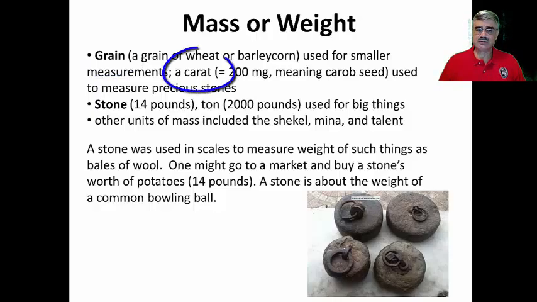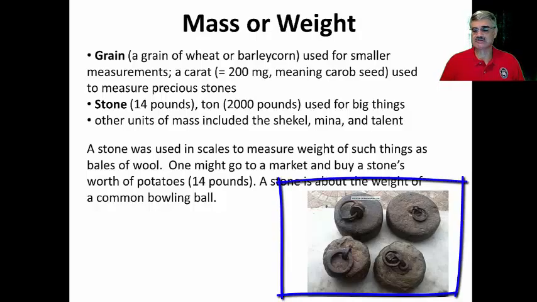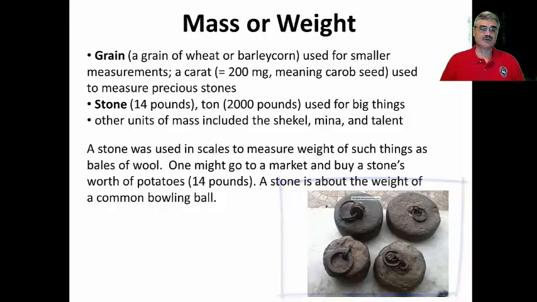A similar measurement that we still use is the carat, which happens to be 200 milligrams, but that refers to a carob seed, and it is used in measuring the mass of precious stones such as diamonds, so many carat diamond. Larger masses were measured in terms of stones, and in fact in England, weight or mass is still measured in stones. A stone turns out to be about 14 pounds. Now that's about the size of a bowling ball. And shown in the bottom right are some photographs of some ancient weighing stones that were used. So one might go to a market, for example, and buy a stone's worth of potatoes. So that would be 14 pounds of potatoes.